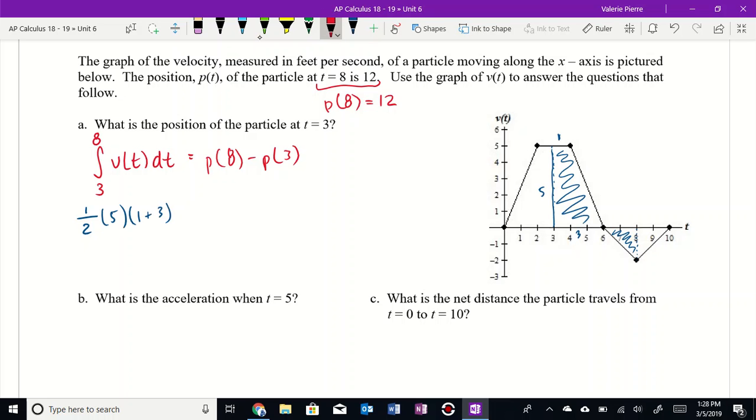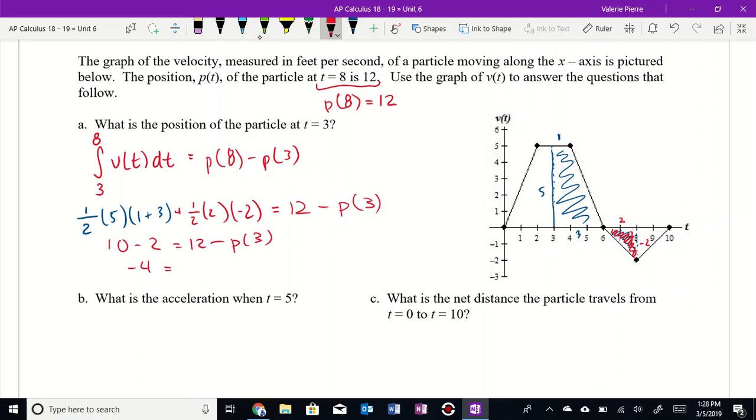The second part of this integral is this triangle piece right here. And the area of a triangle is 1/2 base times height. Base is 2, height is -2. We're going to add to this 1/2 times 2 times -2. And that'll equal our p of 8, which we know is 12, minus our p of 3, which is what we're trying to find. So when you do this out, you get 10 minus 2 equals 12 minus p of 3.